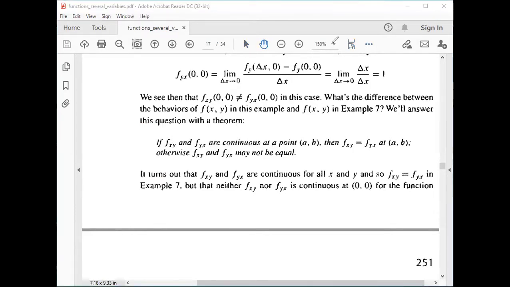If f of xy and f of yx are continuous at a point (a, b), then f of xy is equal to f of yx at (a, b). Otherwise, fxy and fyx may not be equal.